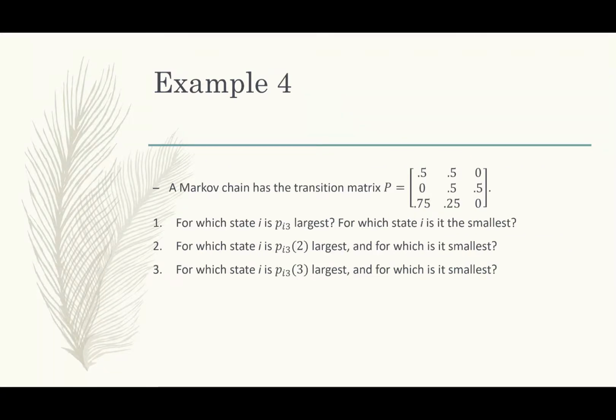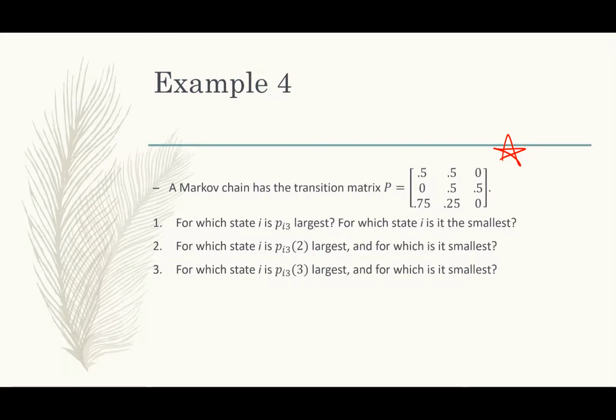All right. So a Markov chain has a transition matrix as shown. For which state i is p_i3 largest, and for which state i is it smallest? This is just, again, another one of those do-you-understand-the-notation type of questions. So i represents the first state, the second state, or the third state. In this case, because we have a 3x3, we have 3 states. So i can be 1, 2, or 3.